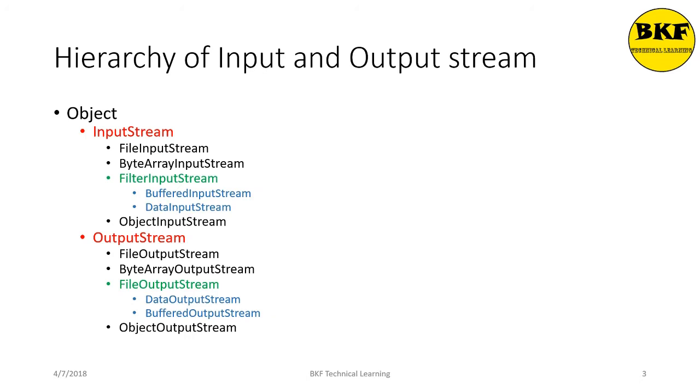This is the hierarchy of input and output stream. This is the object class from which we have input stream and output stream. Now input stream has file input stream, byte array input stream, filter input stream, and object input stream. Similarly, output stream has file output stream, byte array output stream, filter output stream, and object output stream. Now, file input stream has buffered input stream and data input stream, and similarly, file output stream has data output stream and buffered output stream.